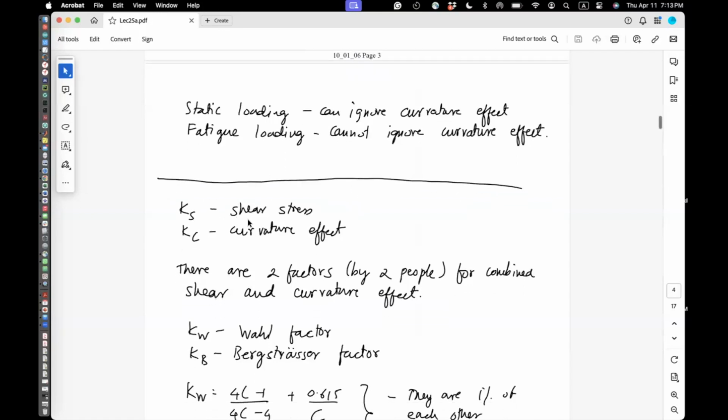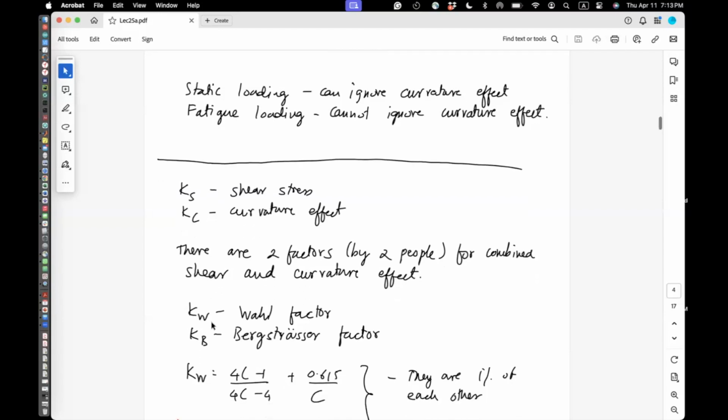So we've seen Ks, that's the shear stress factor. There's something called Kc, which we introduce now because of the curvature effect. We can think of the combined effect of Ks and Kc through a factor which was found independently by two people, Wahl and Bergsträsser. So Kw is the Wahl factor, Kb is the Bergsträsser factor. These basically take the effect of both shear stress and curvature.